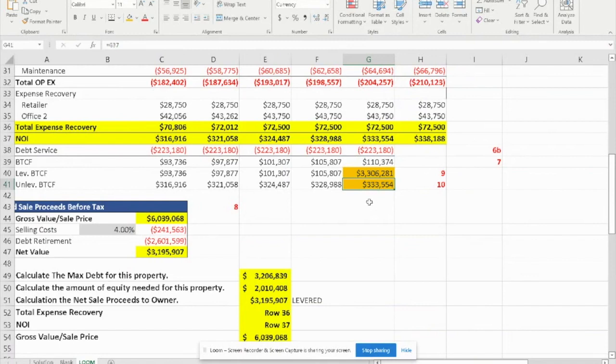We're going to do a similar exercise, if you will, for unlevered before tax cash flow. The only difference is that we don't have a loan for unlevered. That's what unlevered means. So you're going to add the gross value, and you're going to also add the selling cost, but not the debt retirement. If you do that, you should have $6.1 million for the unlevered before tax cash flow for year 5.